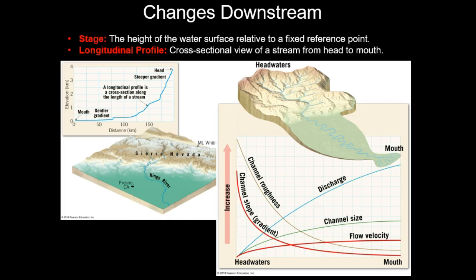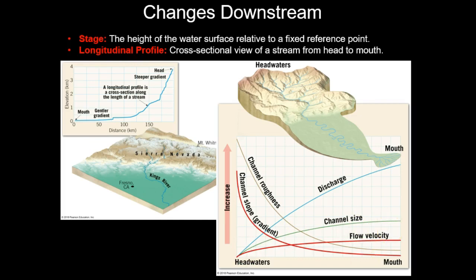In most stream profiles, longitudinal profiles, like in the image that you see on the right, you will typically see an increase in the discharge the closer you get to the mouth of that stream. You will see a decrease in the roughness the closer that you get to the mouth of the stream, and you will also see a decreasing of the slope, as we saw in this image. Same thing happens as a common rule for most of the streams. And you see also an increase in the channel size as you get closer to the mouth.